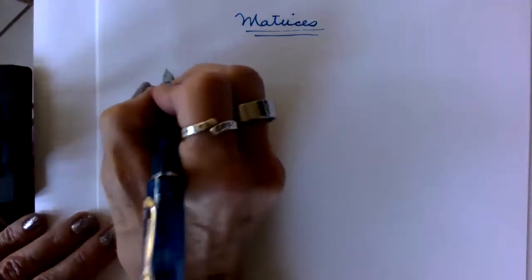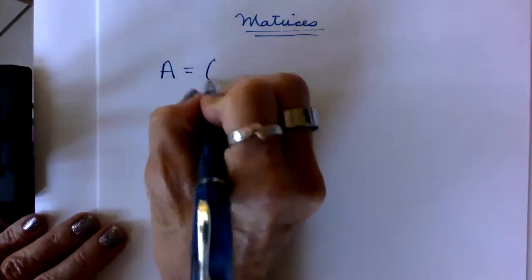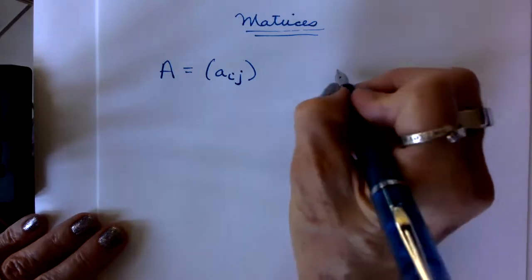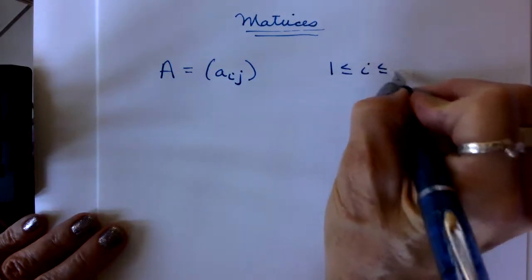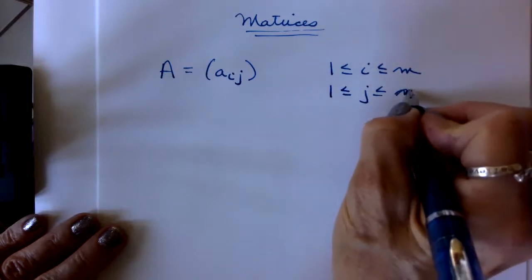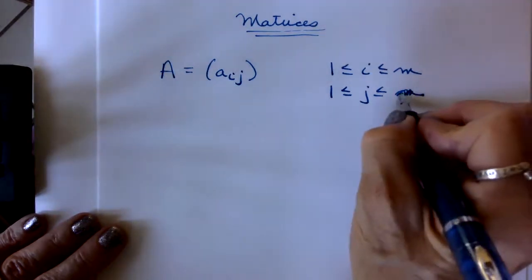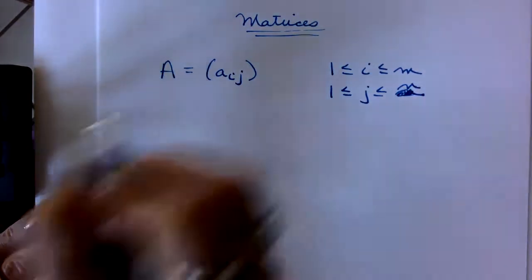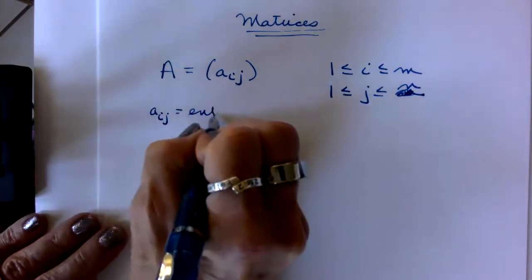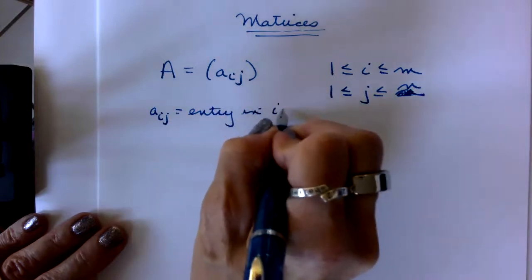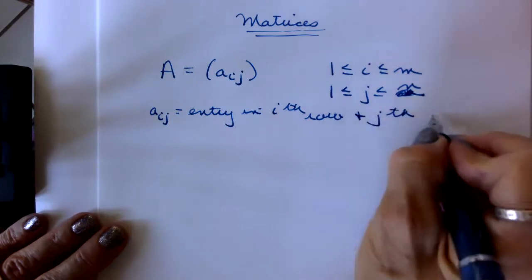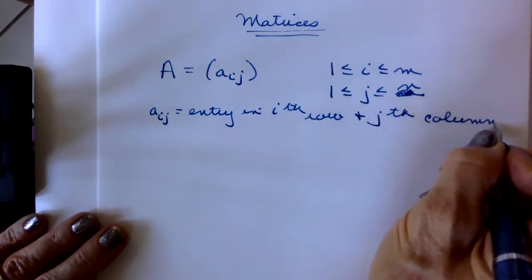Okay, so first of all, what is a matrix? A matrix is an array of numbers or objects, but we deal with numbers or functions. So usually we let i go between 1 and m, and j go between 1 and n. And so the ijth entry is the entry in the ith row and the jth column.